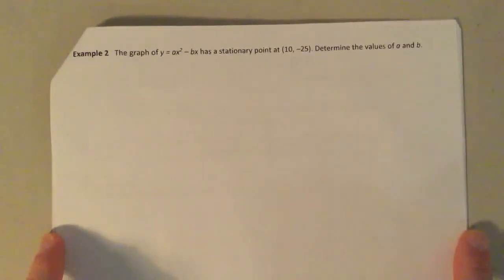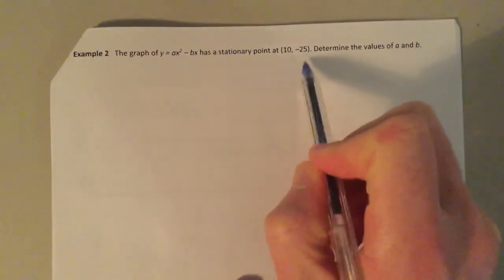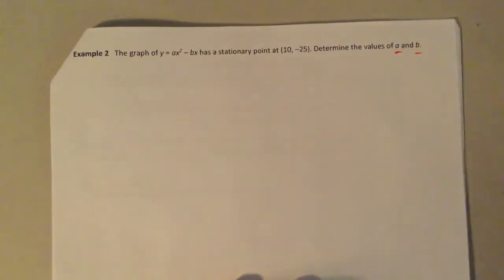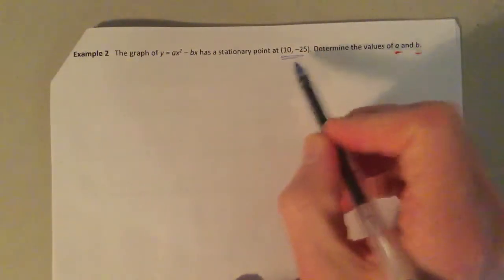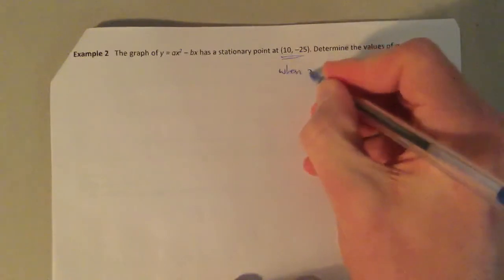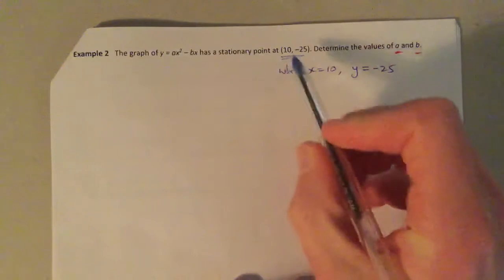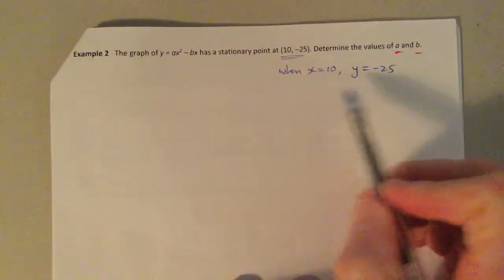All right, here's a second example that's a little bit backwards because this question is actually telling us where the stationary point is. This says the graph of y equals ax squared minus bx has a stationary point at 10, negative 25, and we have to work backwards to find the values of a and b. All right, now this point here actually tells us two things. This point tells us that when x equals 10, y equals negative 25, right? Because we're told that this is a point on the graph. So that's one bit of information that we can use.